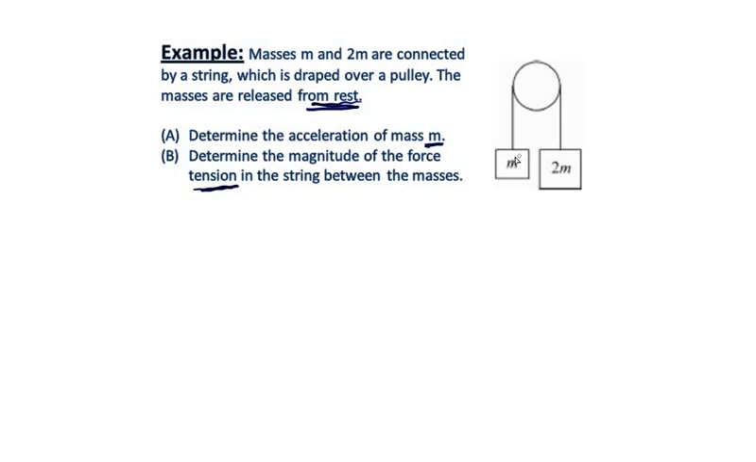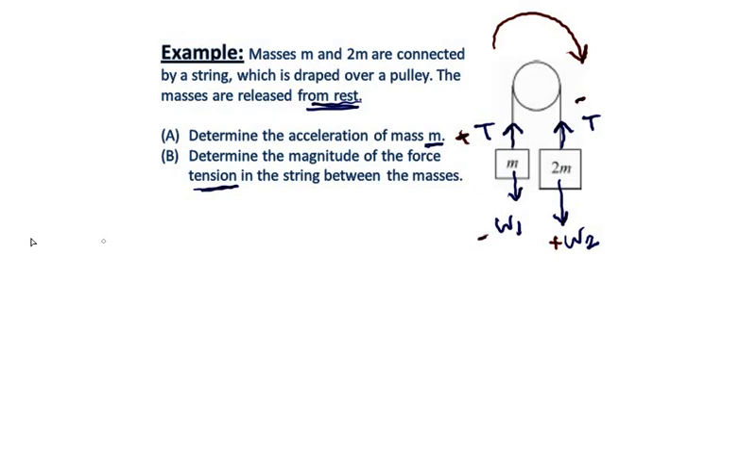To find the acceleration, we need to construct the free body diagram of the whole system. We have weight 2 down, here weight 1, up we have the tension, and here we have the same tension. Because this mass is heavier, the system will move clockwise. So this is positive, negative, positive, negative.